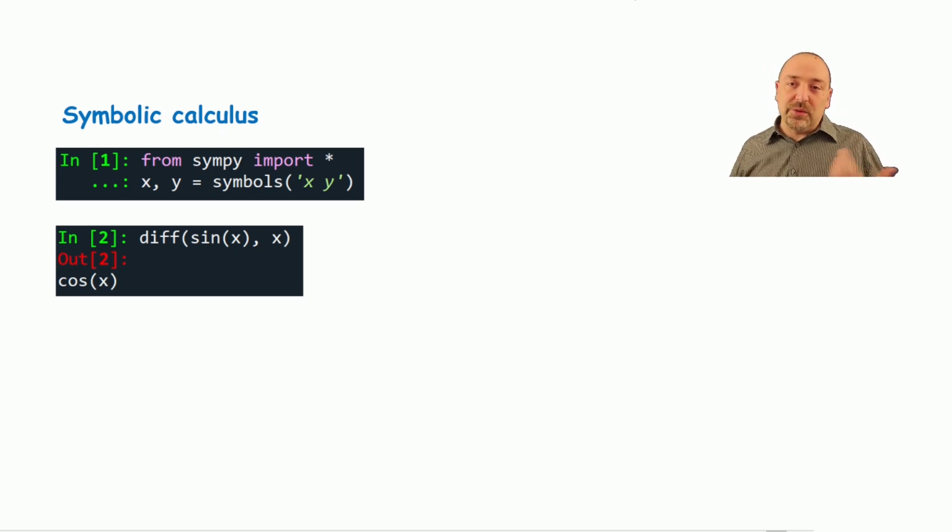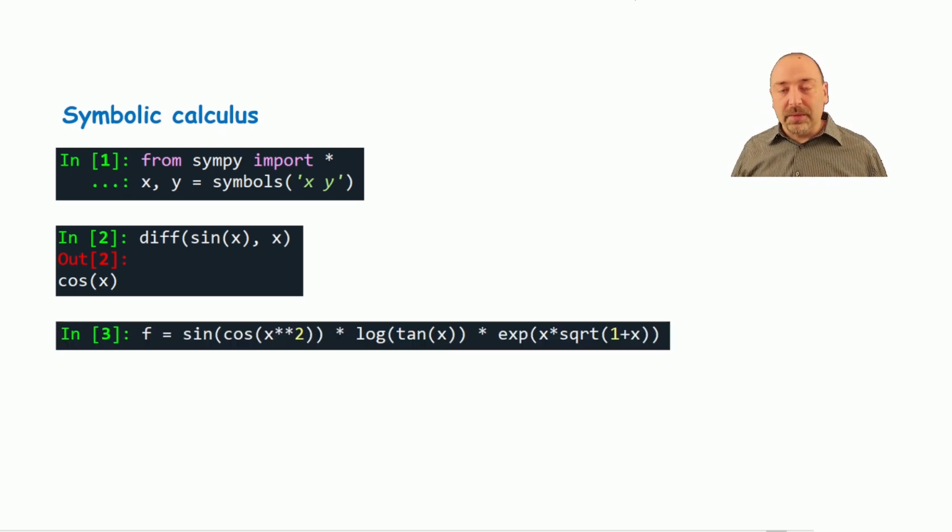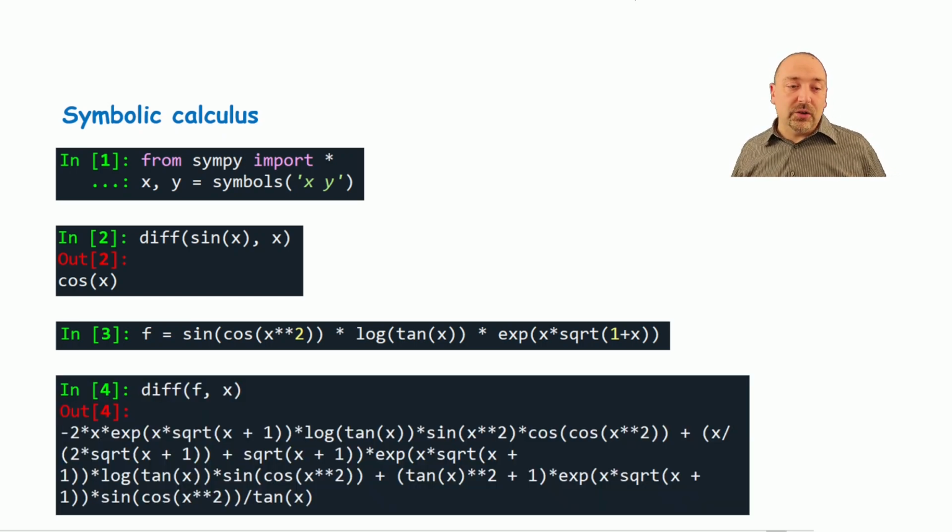Of course, you can do much more than this. I mean, this is trivial. For example, you can define a function that in this case is the product of 3 components. Each component is not trivial: I have sine of cosine of x squared, or I have log of tangent, or I have exponential of x times square root of 1 plus x. This is absolutely not a trivial function. And you can ask, can you compute me the derivative? Boom, here you got it. So symbolic manipulation is exactly the exercise you would do at school.